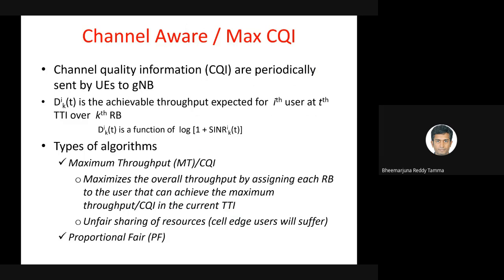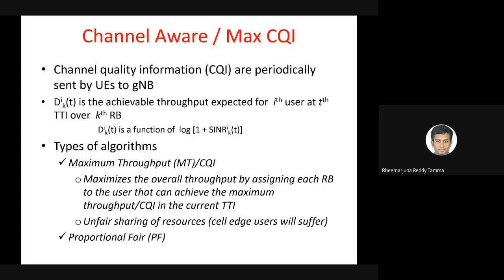The second one that we talk about is the maximum CQI. I think somebody was already referring to this. Here, you always serve the user who is having the best channel quality. Because you are always serving the user with the best channel quality, it may also lead to starvation for other users, especially for cell edge users or the users who have high priority but are experiencing bad channel quality.